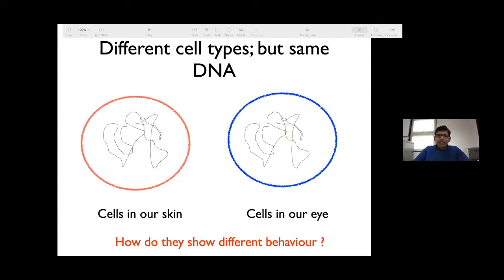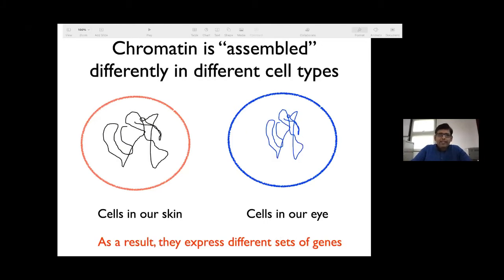But even though they have the same DNA, they function very differently. Why do they function differently? It turns out that this is because the chromatin in these different cells is in different states. They are assembled and organized differently, and they have different microstates and macrostates. Because they are in different states, they function differently and, as a result, express different sets of genes.